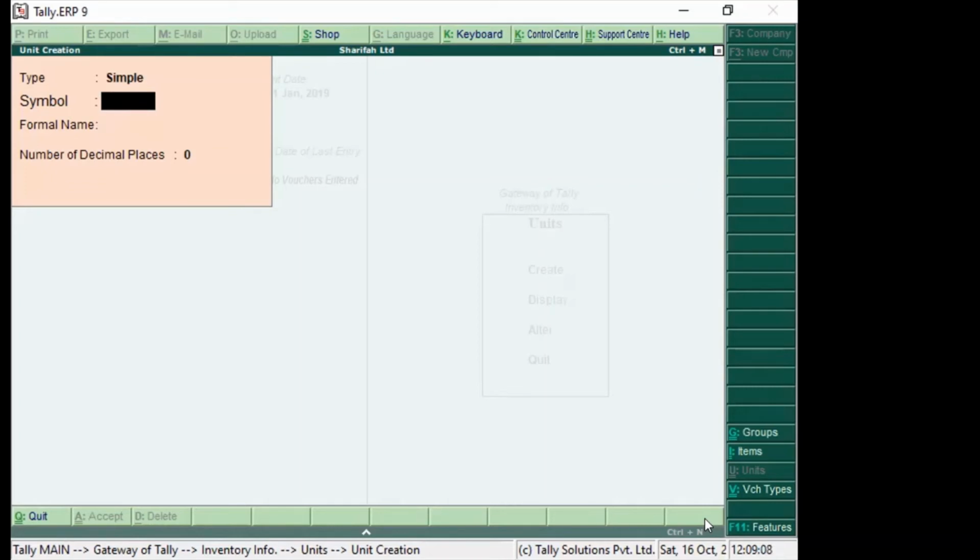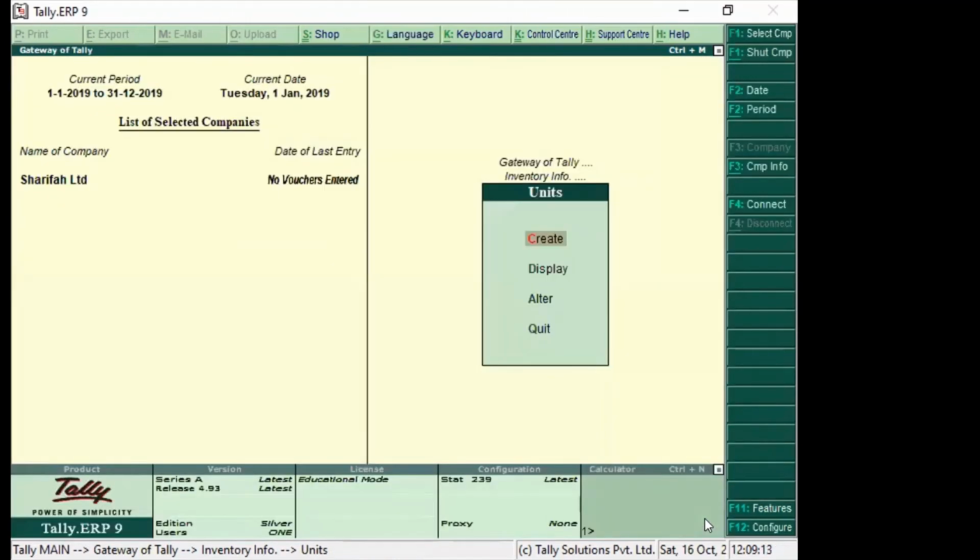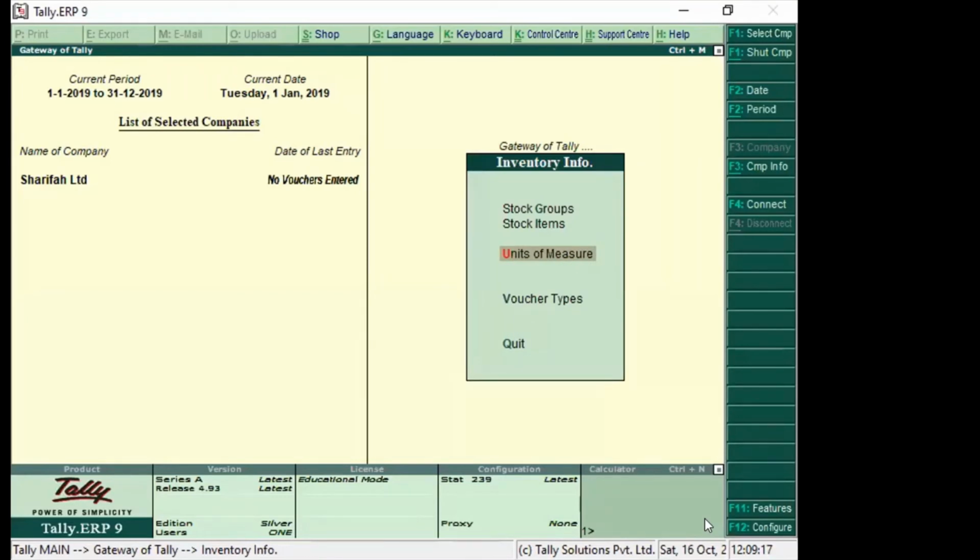So we go back, you press escape. You've entered the units, you escape up to the inventory info window. And then you go to stock items. The escape is here.